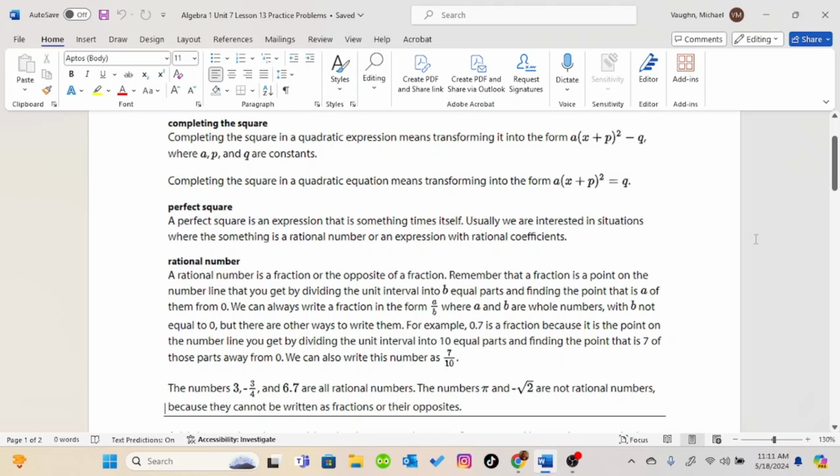Welcome to Algebra 1, Unit 7, Lesson 13 Practice Problems. We'll start with 3 vocabulary terms. The first is completing the square.